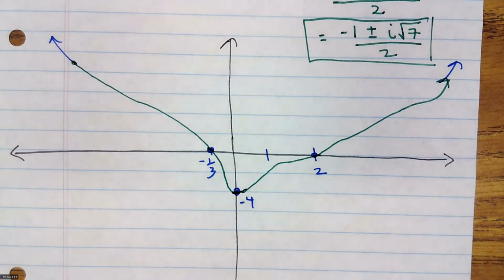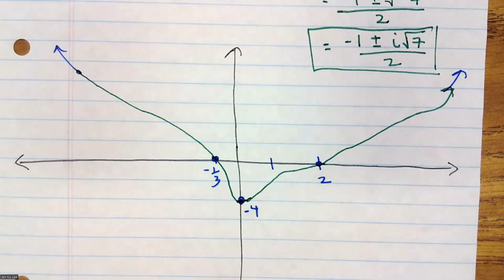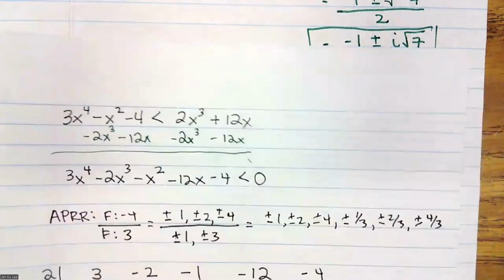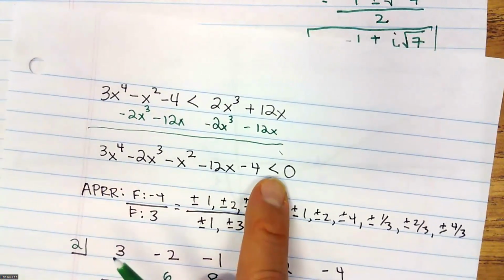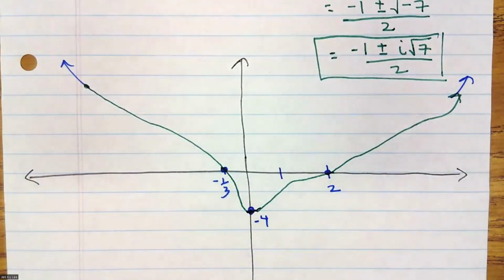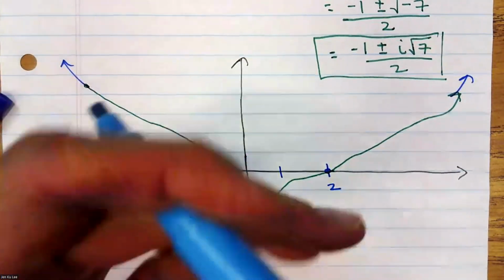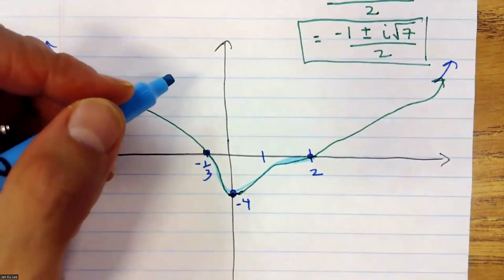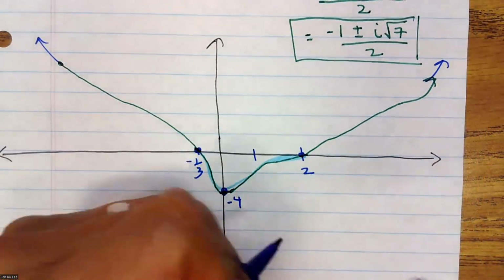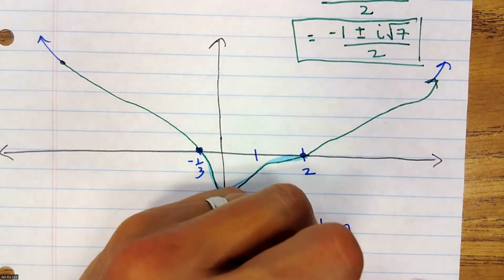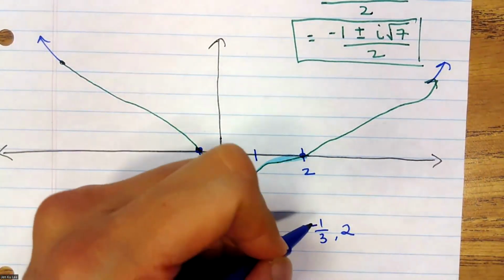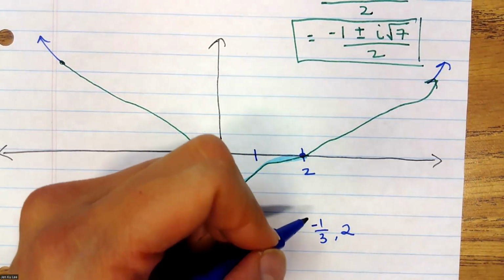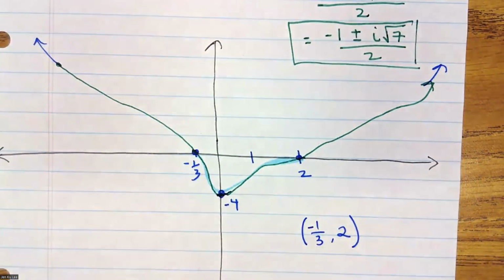Okay. So that's my graph, and what am I interested in? Things that are less than 0, right? Right here. So what's less than 0 on this graph is right here. So then that would be negative 1/3, comma 2, and they're both parentheses because it's just less than. Okay? Cool? Questions?